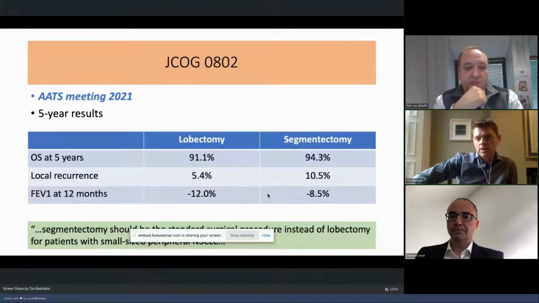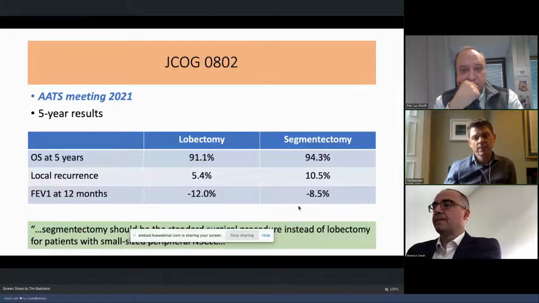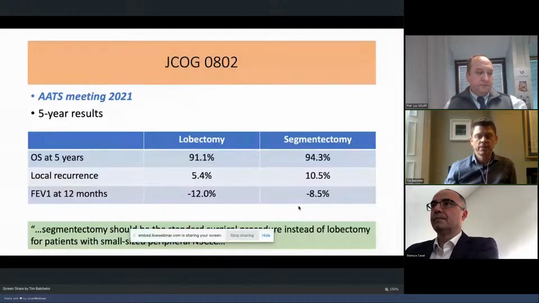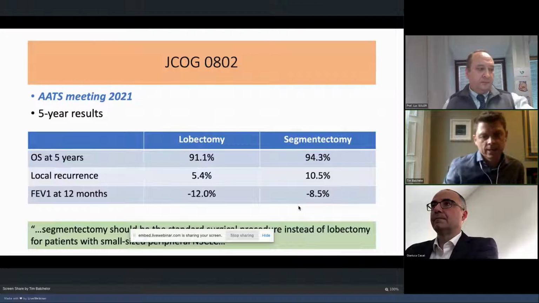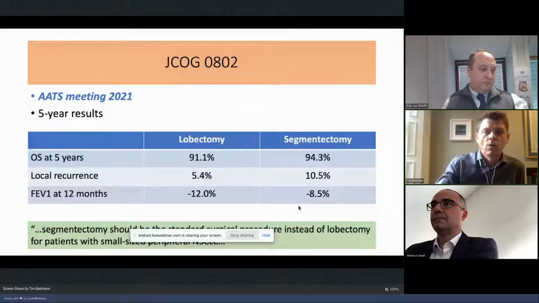As someone who supports segmentectomy, you would point to the better overall survival and the better lung function. For someone who would support lobectomy more, you would point to the better local recurrence rate with lobectomy, the equivalent recurrence-free survival, and the fact that there's probably no clinically meaningful difference in preservation of lung function. So I think we need to wait for these results to be peer-reviewed and assimilated into international guidelines. And we also need to think about the patient and what the patient wants.